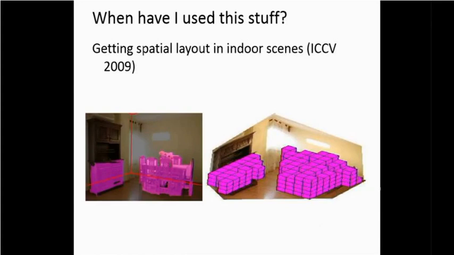Or if we want to try to estimate spatial layout in indoor scenes, we can use vanishing points to estimate the direction of the camera with respect to the walls. And that gives us a rotation, and then we can solve for the translation by trying to fit lines to the boundaries of the wall and the floor. And then by finding pieces of the objects, we can create a little 3D volumetric representation of the scene.